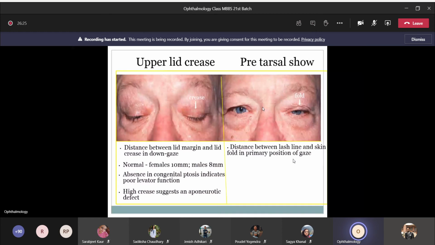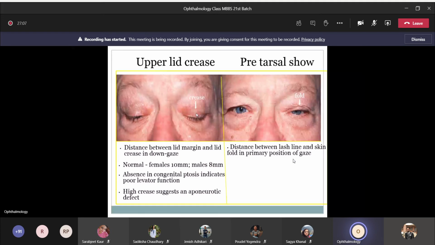And another is we have to evaluate upper eyelid crease. So we have to check for the eyelid crease, and the distance between the lid margin and lid crease in downgaze. In case of congenital ptosis, I've already told you that the upper eyelid crease will be absent. And if it's present, then normally it is 10 mm, and in female, it is 8 mm. So the distance from this upper eyelid margin to the lid crease has to be measured to evaluate the ptosis.